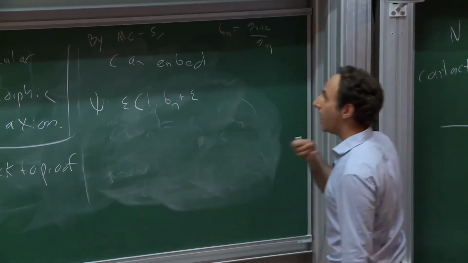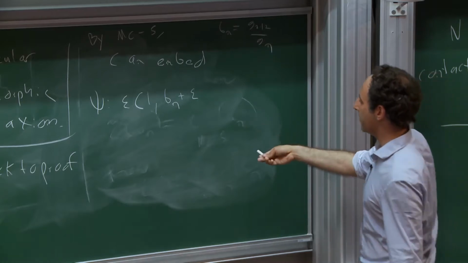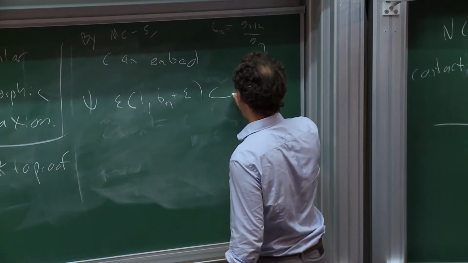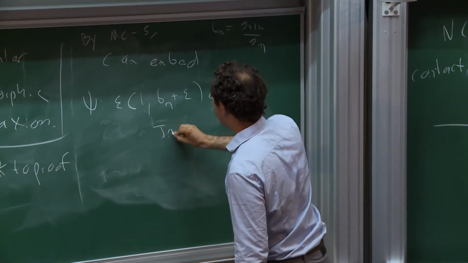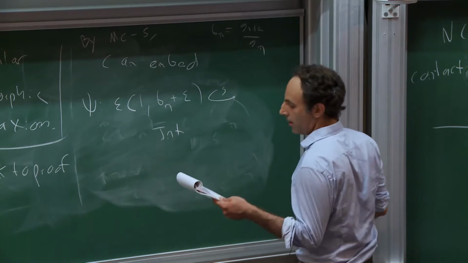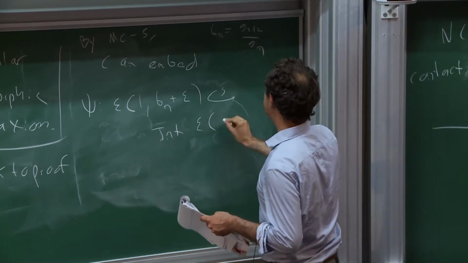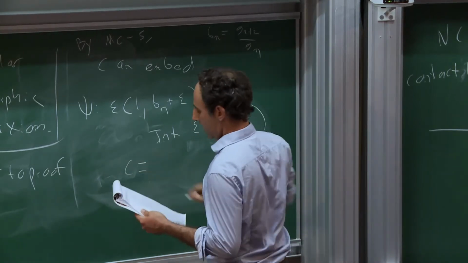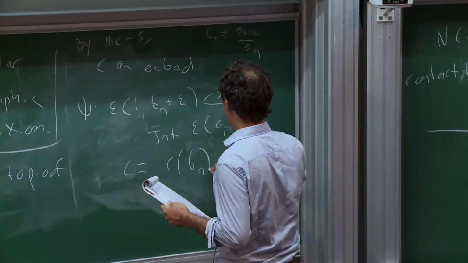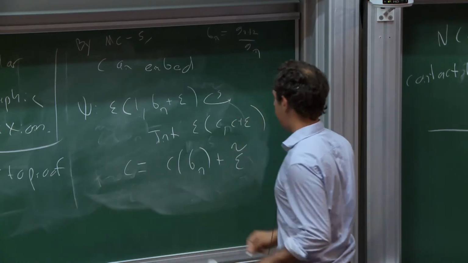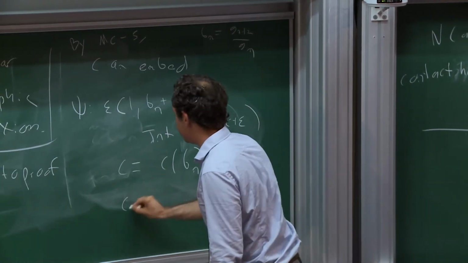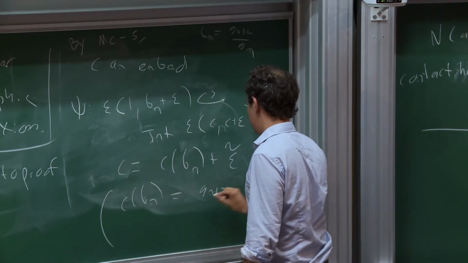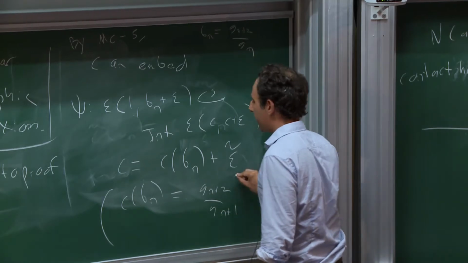I actually want to add a little epsilon for technical reasons that you can disregard at first. And I want to embed this into the interior of, well, I'm just going to write this as a ball of capacity C plus epsilon, where this C is equal to C of b_n plus epsilon tilde. Remember that C of b_n was itself G_{n+2} over G_{n+1}.